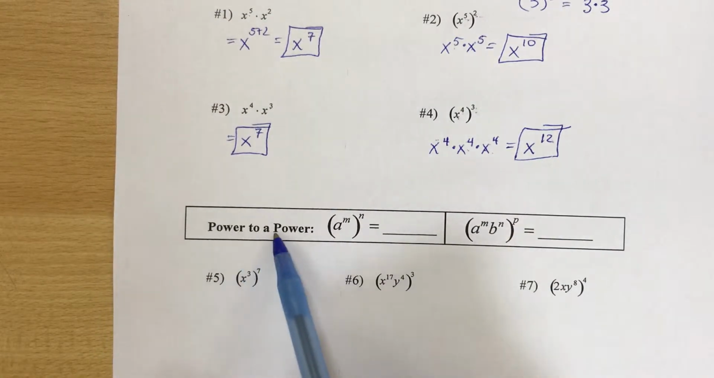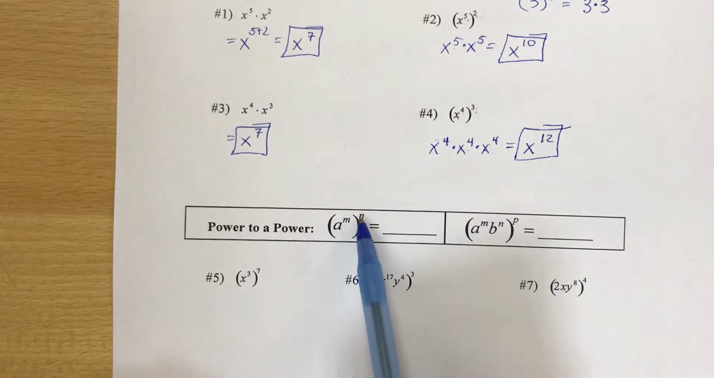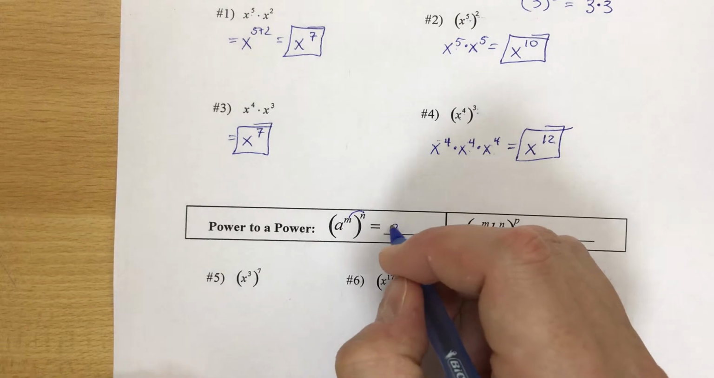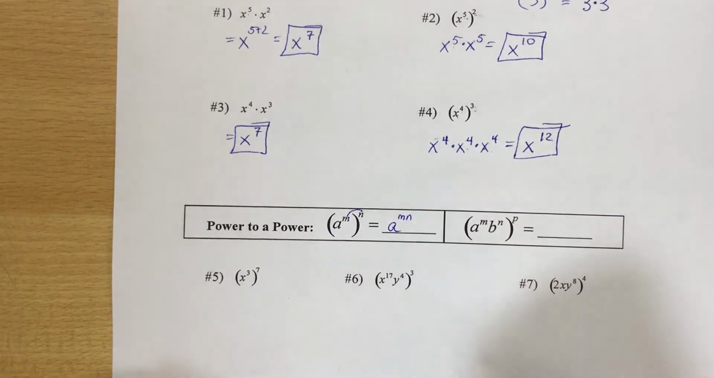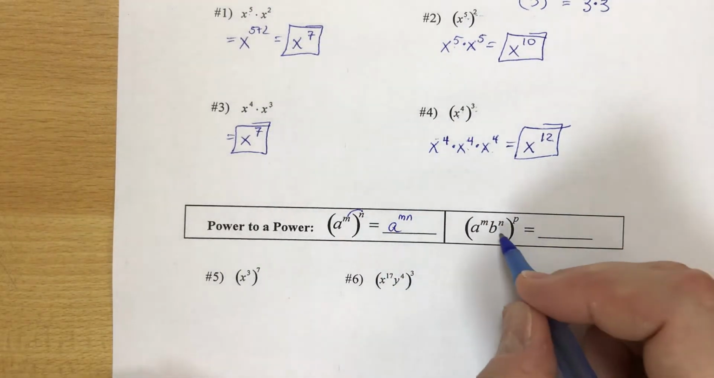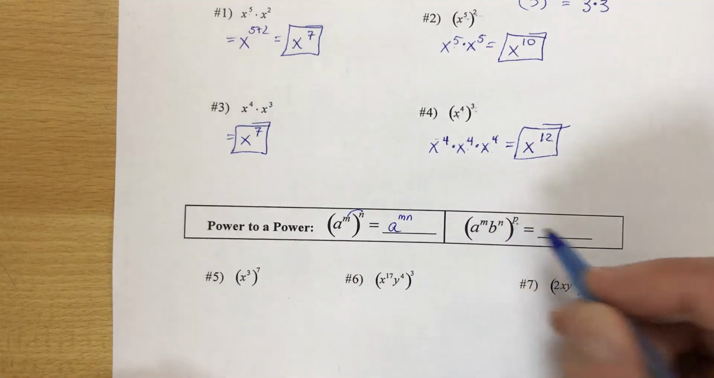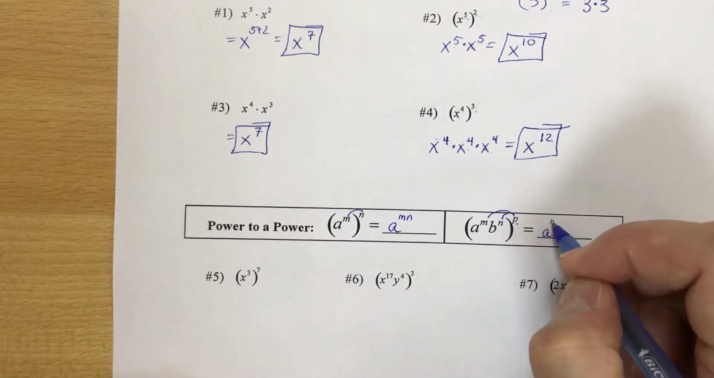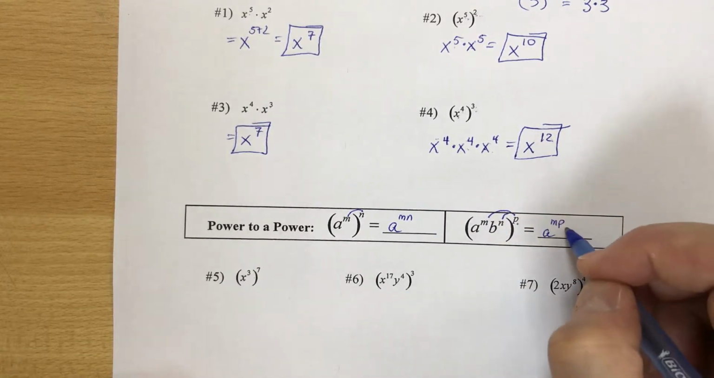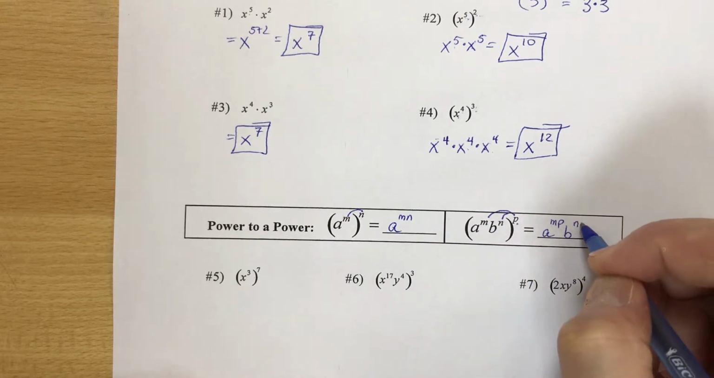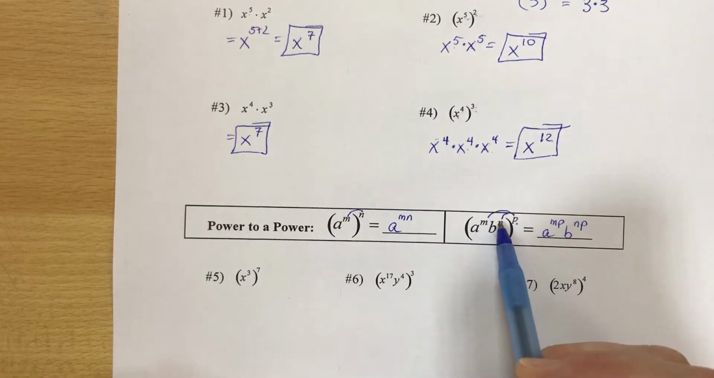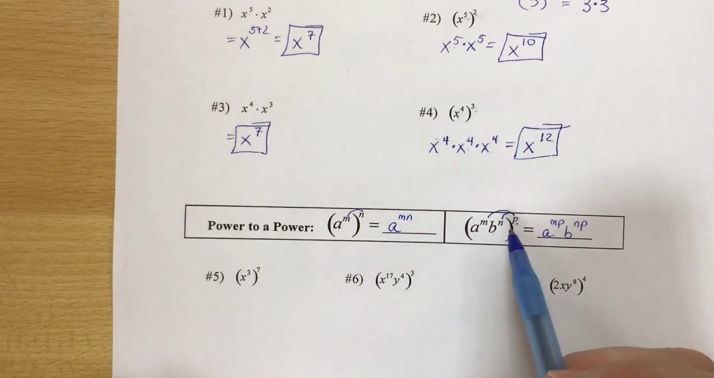When you have a power to a power, an exponent raised to another exponent, you are allowed to multiply those. That's the rule, and we get a raised to the m times n, or just mn power. If we have parentheses raised to a power, it's like distributing. This would be a raised to the m times p, b raised to the n times p. So this exponent doesn't multiply a and b; the power multiplies the other powers. It multiplies the other exponents.